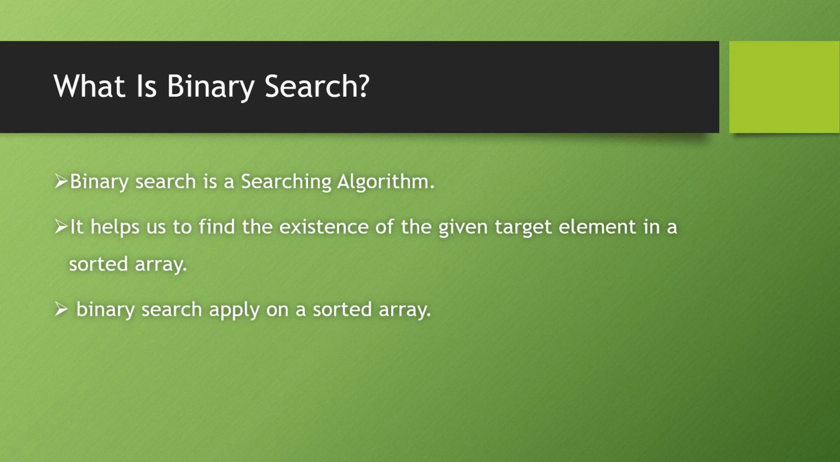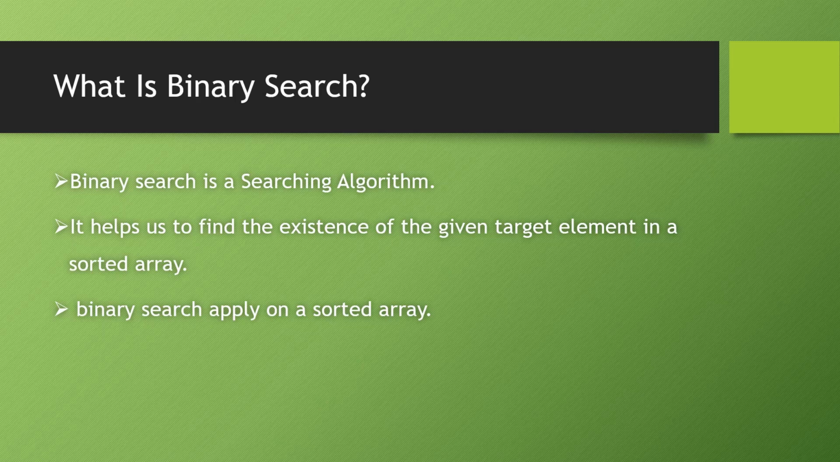Binary search, first of all, is a searching algorithm. It is one of the algorithms, but it is a searching algorithm. We use this algorithm to search some target element in a given array. First of all, this algorithm is applied on a sorted array only. If our given array is not sorted, then we have to first sort that array, then apply the binary search on that array.